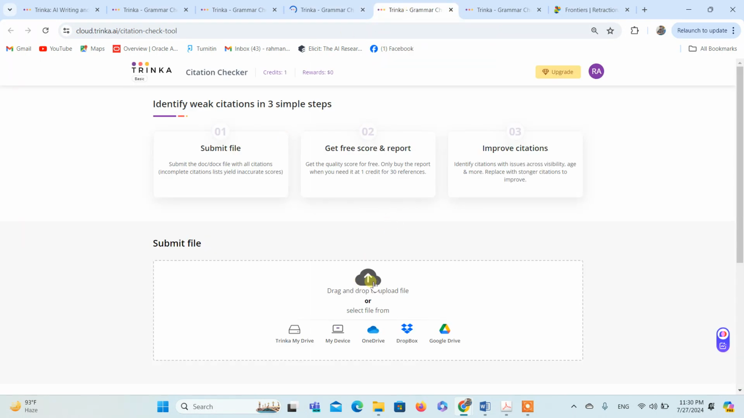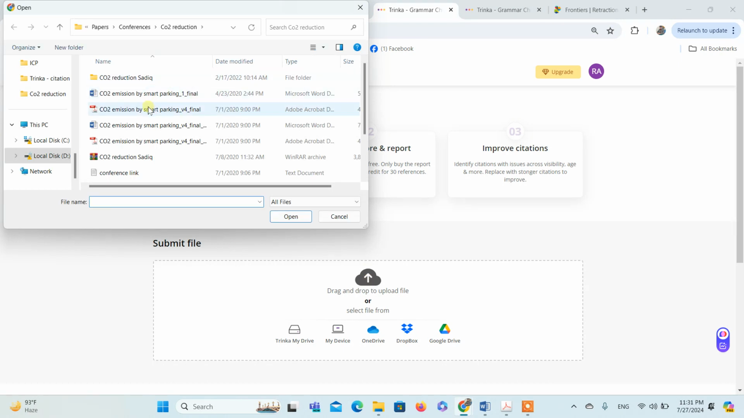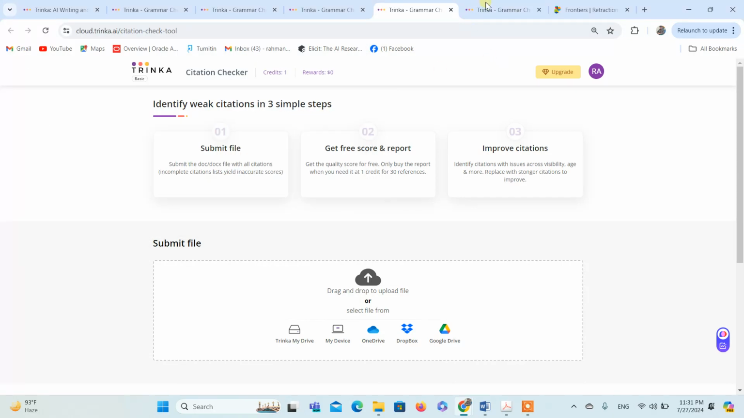When you click on the citation checker, it will open, and you have to upload your research paper. The whole research paper can be uploaded, or you can extract the references from your research paper or research thesis and upload them from here. When you click on upload, you have to select your research article and open it, and it will get uploaded. I have already uploaded it, and this three-step process will be completed.